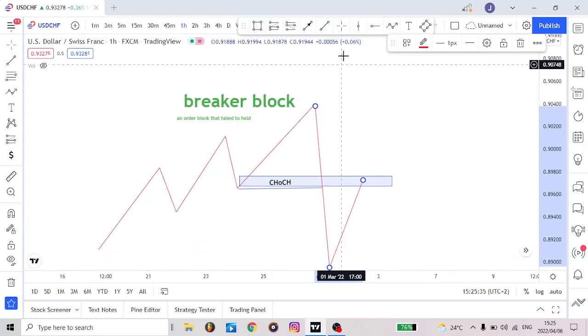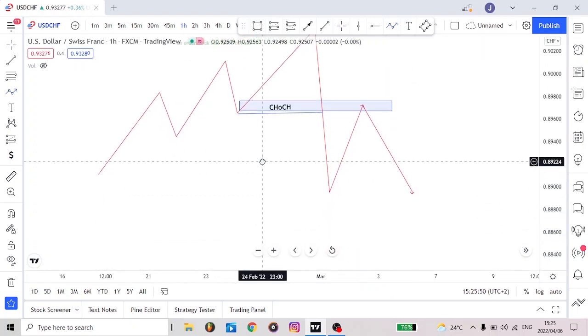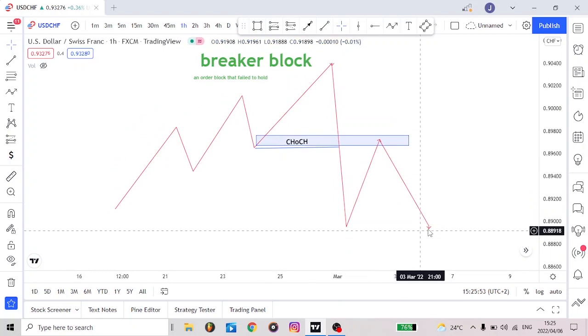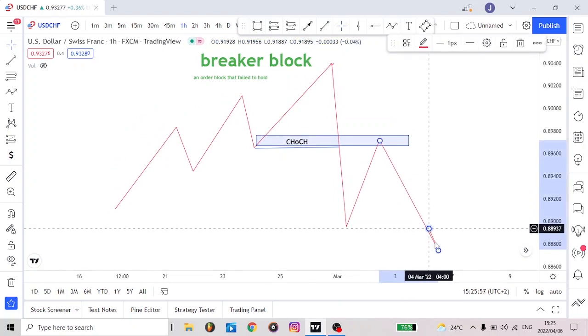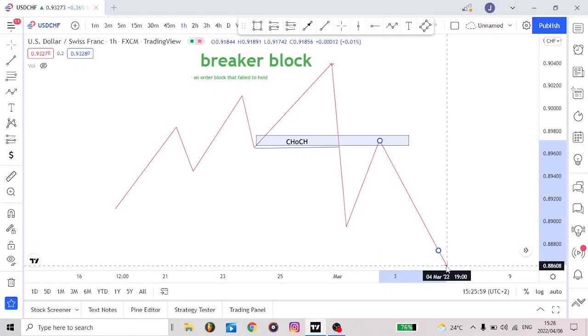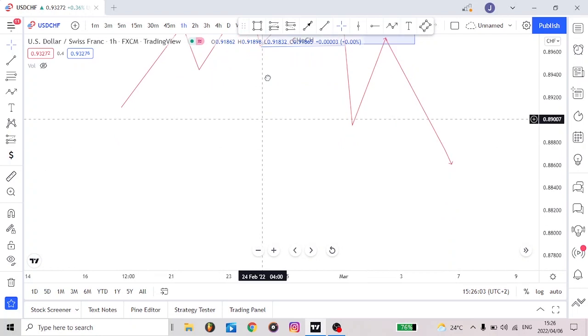We expect the market to move starting from that point and then downwards, creating lower lows and lower highs. That's what we expect. So we expect the market to continue with a downward trend from that breaker block, and it's also the same for an uptrend.